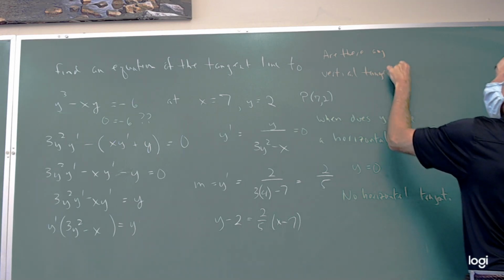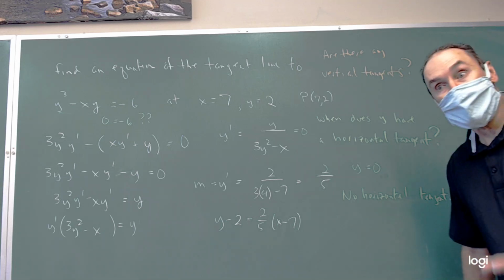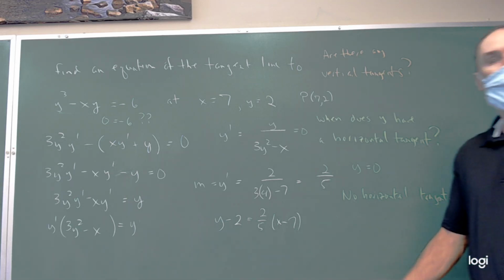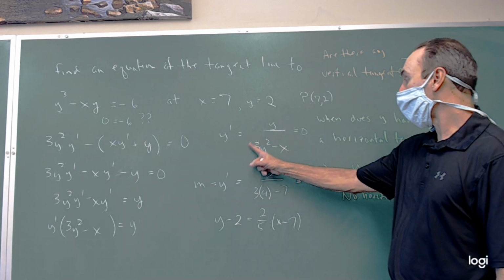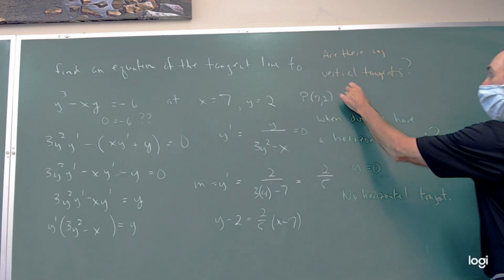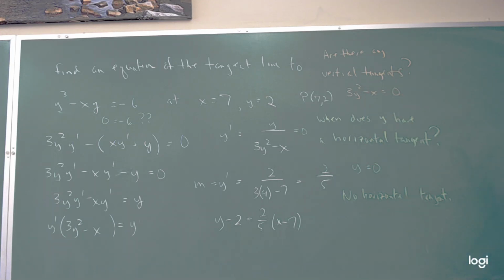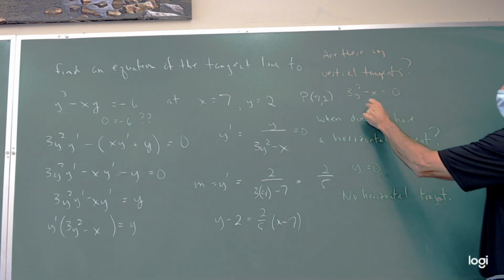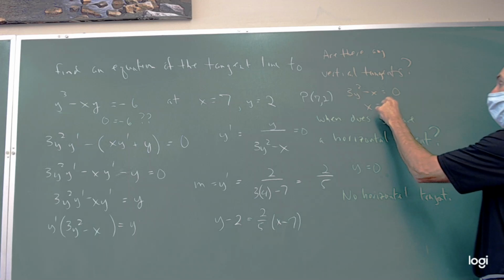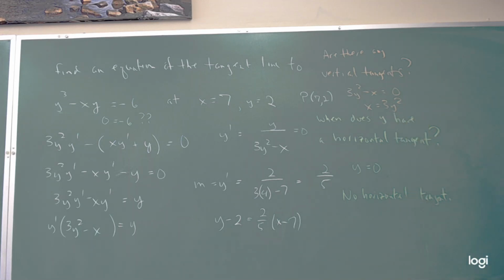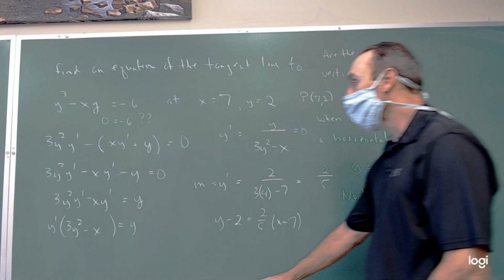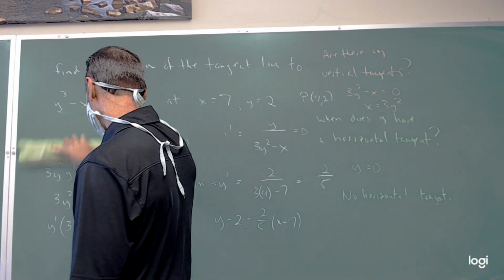How do we answer that question? The denominator is 0, because a vertical tangent is going to have undefined slope. So we can try to set this 3y squared minus x equal to 0. I'm not sure where we're going. I can add the x to the other side, right? And say x must be 3y squared. Is that okay? Well, if we go back to our original, where is that going to take us?